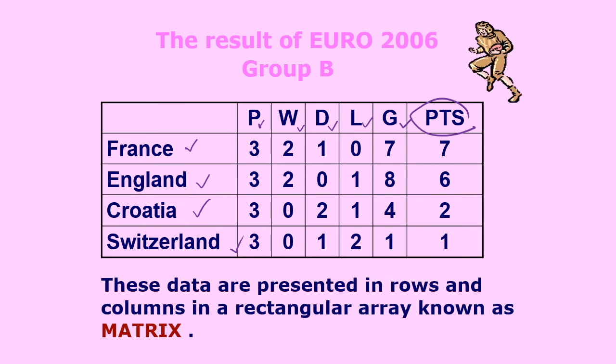What we can do is, these data are presented in rows and columns in a rectangular array known as a matrix. So we can write this down as a matrix. This is just an example, but we are not dealing with matrices of size higher than 3 by 3.